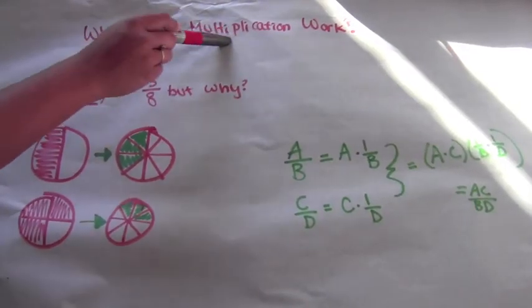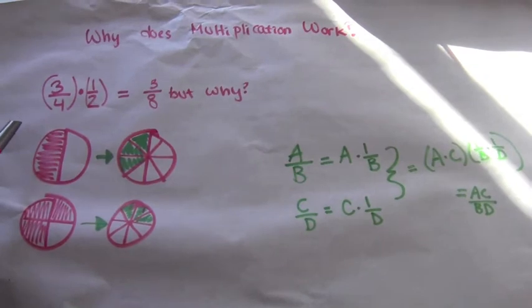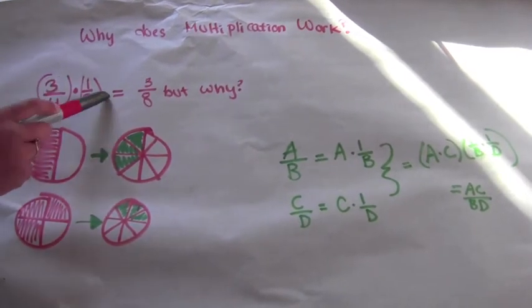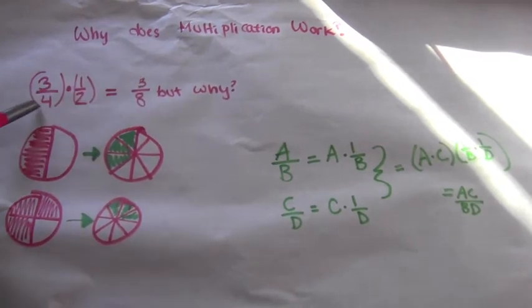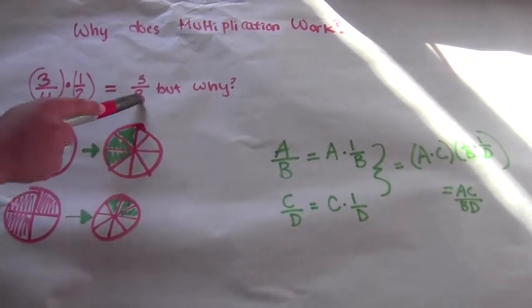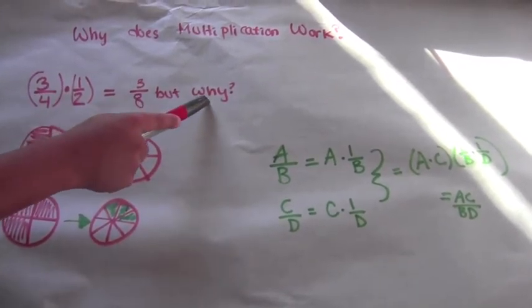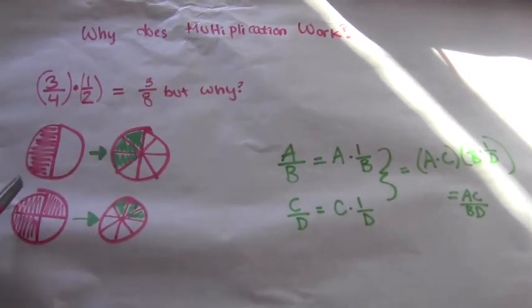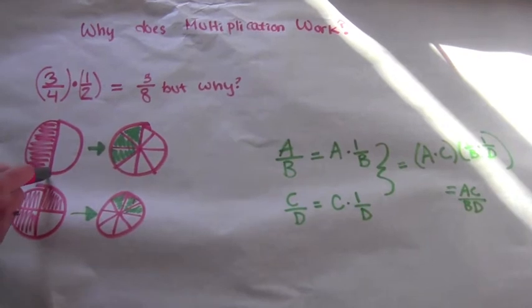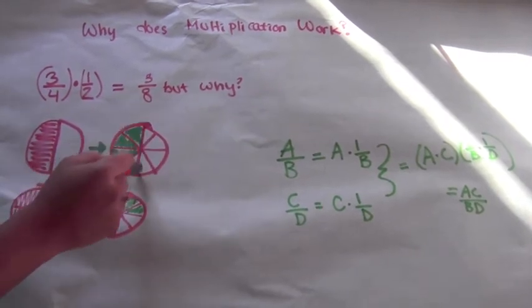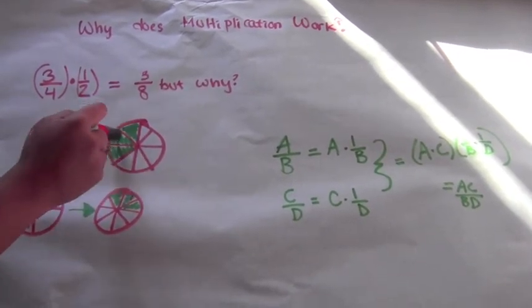Why does multiplication work? As you saw in the earlier examples, when you multiply two fractions, you multiply the numerators together to get 3, and then you multiply the denominators together to get 8. But why does this work? Let's look at a drawing of this to help us. Let's start with 1/2. We have 1/2 of a circle. Now, if we take 3/4 of that 1/2, you get 3 small pieces.